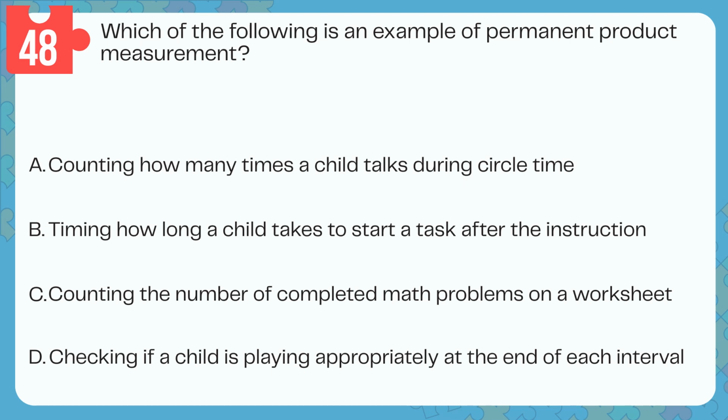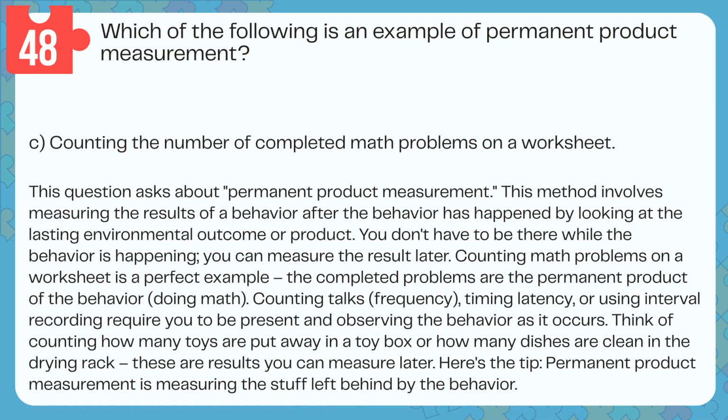Question 48. Which of the following is an example of permanent product measurement? A. Counting how many times a child talks during circle time. B. Timing how long a child takes to start a task after the instruction. C. Counting the number of completed math problems on a worksheet. D. Checking if a child is playing appropriately at the end of each interval. Answer: C. Counting the number of completed math problems on a worksheet.